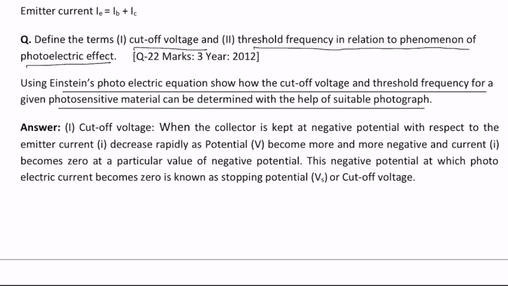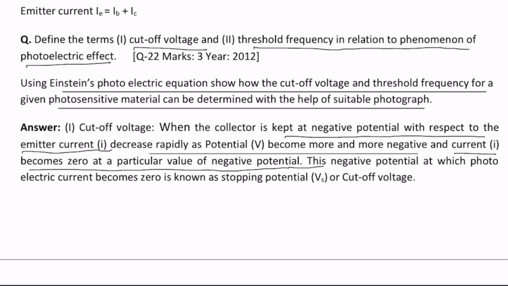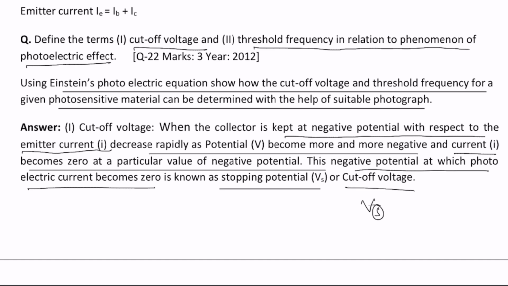First, cutoff voltage means when the collector is kept at negative potential with respect to the emitter. Okay, so the photoelectric current decreases rapidly as the potential becomes more and more negative. Correct? And the current becomes zero, so at a particular value of negative potential, it becomes zero. This negative potential at which the photoelectric current becomes zero is called the stopping potential, Vs, S for stopping potential, or the cutoff voltage. Correct?